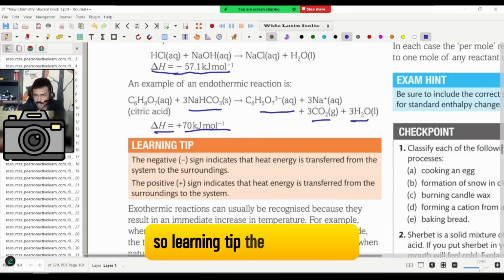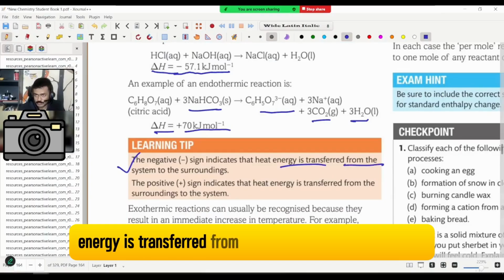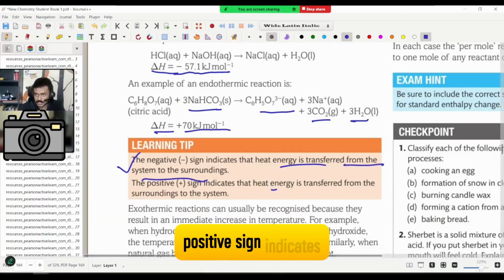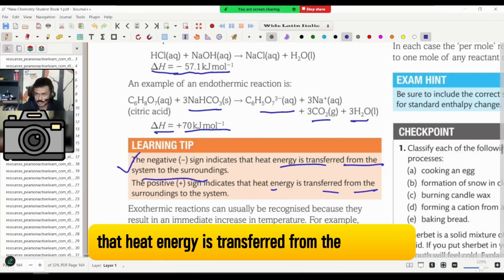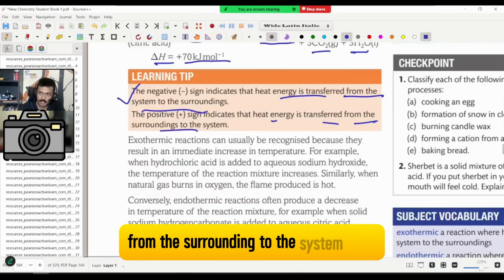So learning tip: the negative sign indicates that heat energy is transferred from the system to the surrounding. Positive sign indicates that heat energy is transferred from the surrounding to the system. Right.